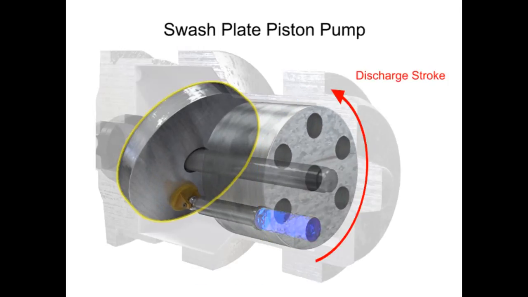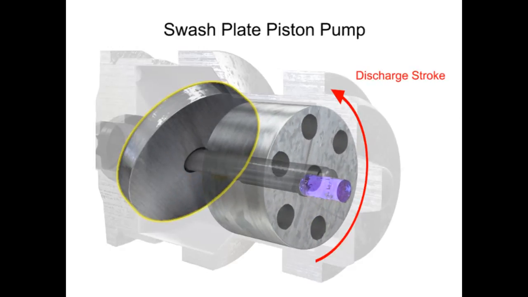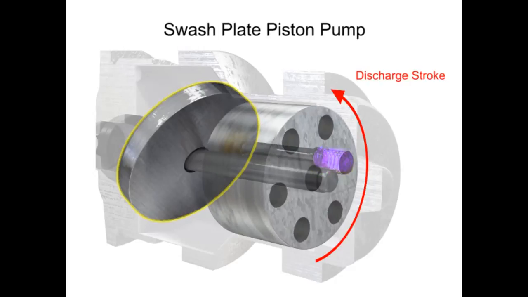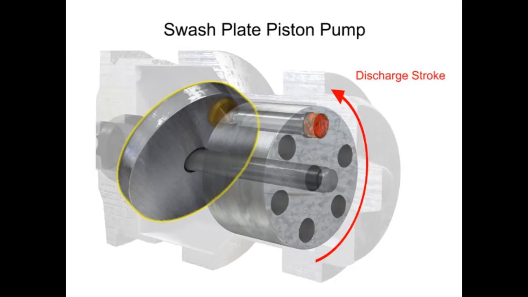On the discharge stroke, the angle of the swash plate forces the pistons back inside the piston block and discharges the fluid. The greater the slant on the swash plate, the further the pump pistons move and the more fluid they transfer.